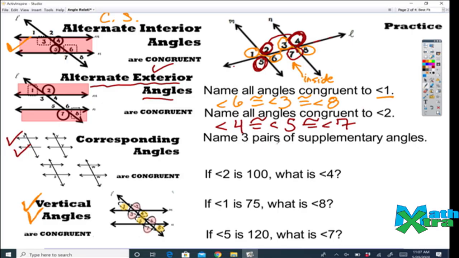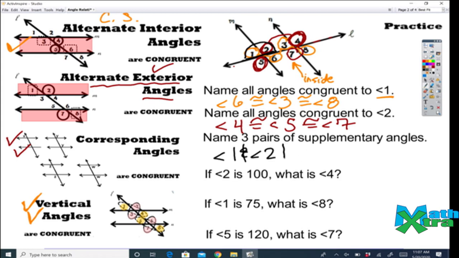So it says, name 3 pairs of supplementary angles. Well, we went through that earlier, and we said in order to be supplementary, they have to make a linear pair. So we have angle 1 and angle 2. The reason I know that is because they make the linear pair of the straight line. Again, it's all about knowing the relationship. All right, let's find 2 more.